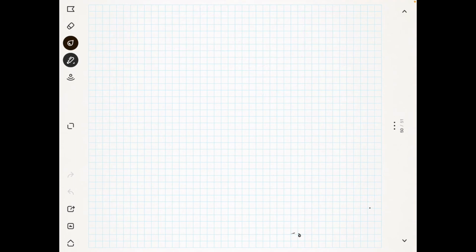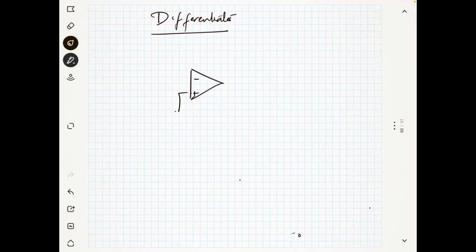Okay, next we are going to discuss another kind of circuit, which is known as the differentiator. That means you will be getting the differential of a voltage at the output. The circuit diagram is something like this. In the integrator you had the capacitor here, but here you will have the resistance. This is RF, or R you can say. Then you have a capacitor here, this is the C, and this is the input.